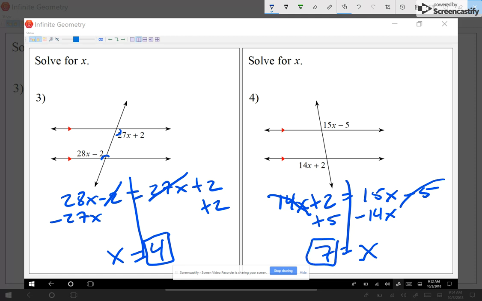So alternate interior or alternate exterior, the two angles equal each other. So that's how I let them equal each other. Yes, the bottom equation always goes first. It doesn't matter which one goes first.